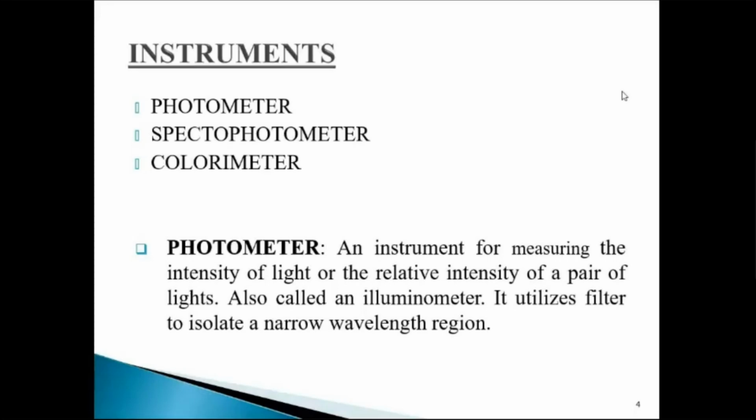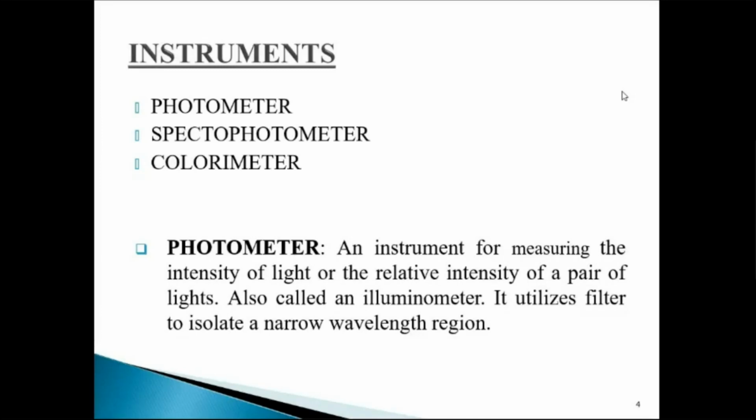There are three types of instruments under this chapter: photometer, spectrophotometer, and colorimeter. A photometer is an instrument for measurement of intensity of light or a relative intensity of a pair of light, so there will be two beams. It is also called an illuminator. It utilizes filters to isolate a narrow wavelength region. So they will always utilize filters.